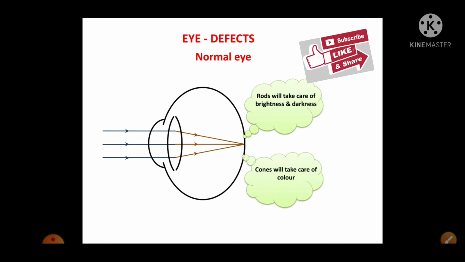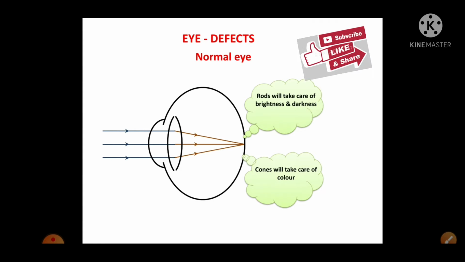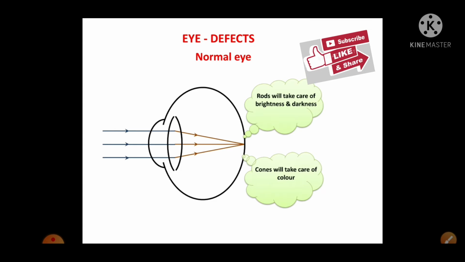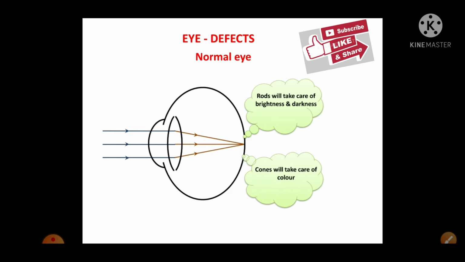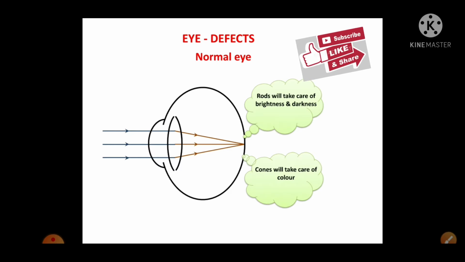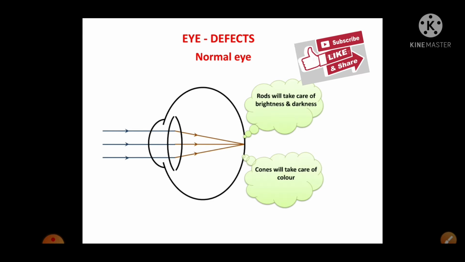Basic terms we have seen: cornea, pupil, iris, all these things. Cones will take care of the color. We know rods always take care of brightness and darkness. What do rods do? Basically this is a type of cell in the human eye. They adjust the brightness and darkness. And cones are also a kind of cell which takes care of the color.